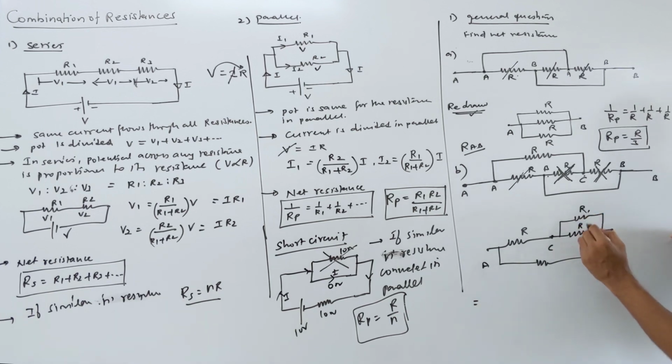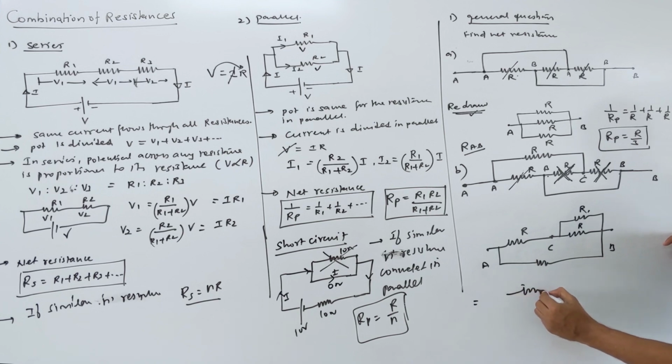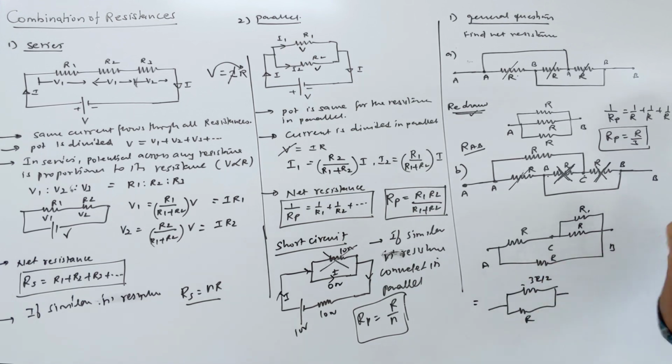In the simplified circuit, this R and R in parallel give R by 2, plus this R in series, so this becomes 3R by 2, and down we have another resistance, that's also R. These two are in parallel, right. So what is the R parallel answer? Multiplication of 3R by 2 into R, divided by the addition of them, 3R by 2 plus R, which is 5R by 2. The 2s cancel, so the answer is 3 by 5 of R, or you can say 0.6 times R. That's your net resistance of this.